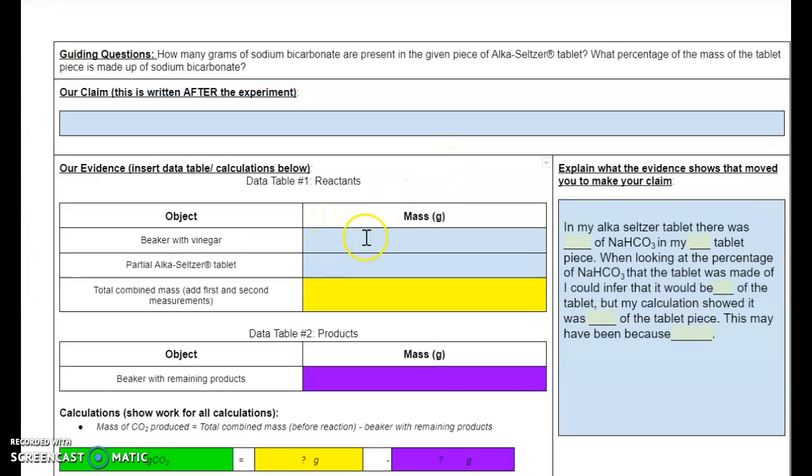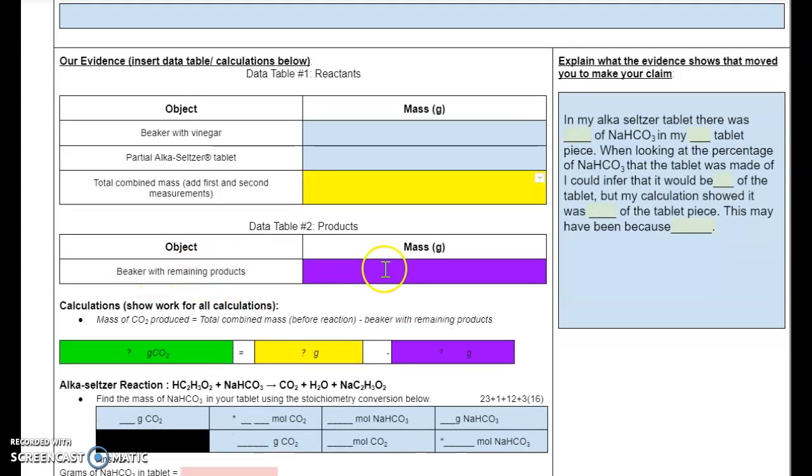On the lab itself, what you're going to do is enter the mass given to you of the beaker and vinegar, then enter the mass of the tablet. You will add these two numbers up to get the yellow box here. Then you will enter the beaker with remaining products, the number that was given to you, for the purple box. You will take the total combined mass before, enter it here, and the total mass after reaction, enter it here in the purple box. Then you're going to subtract the two numbers. Those two numbers give the mass of CO2 produced. That change is because the gas is released from the reaction.